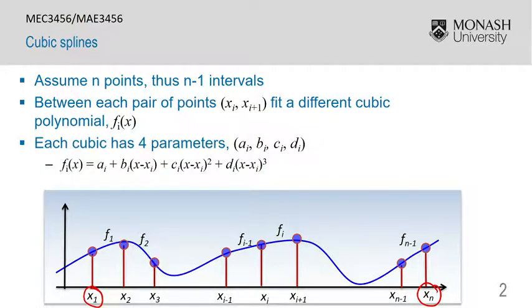And we're going to write our cubics in a particular form. We're going to say that fi of x is equal to ai plus bi times (x minus xi) plus ci times (x minus xi) squared plus di times (x minus xi) cubed. This is not really the standard way of writing a cubic, but if we write our cubic this way, we have certain advantages in that the mathematics for the cubic spline becomes a little bit simpler.